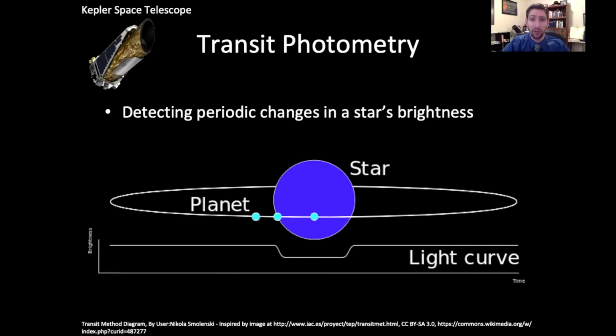Then TESS was launched in 2018. It has completed its 2-year primary mission and has identified about 2,000 planet candidates. It is continuing to search for exoplanets.